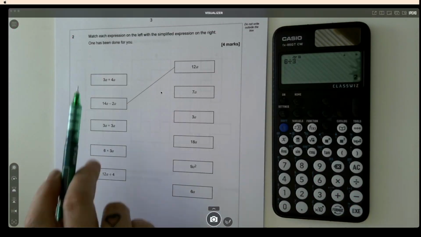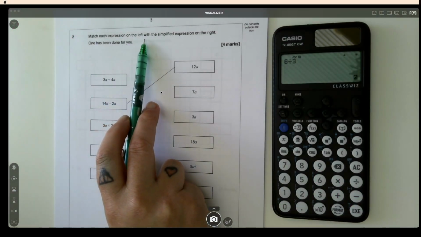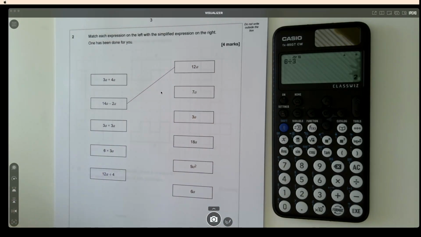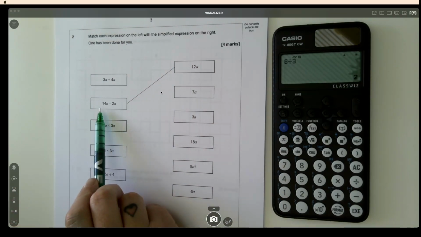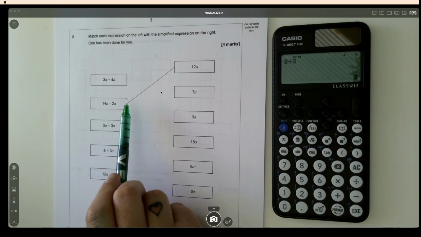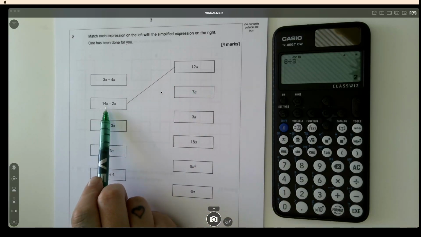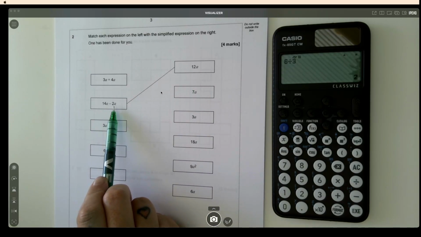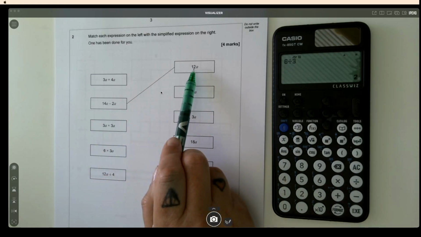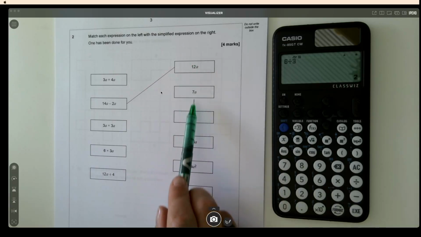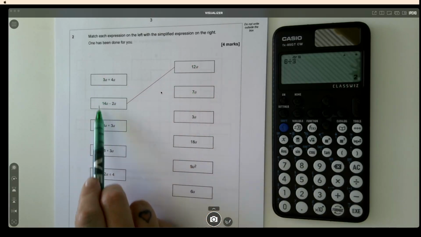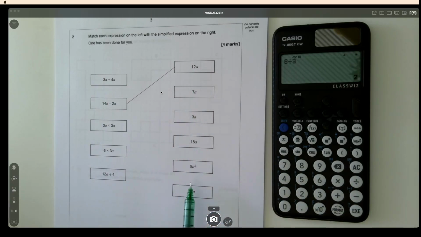Question 2. Match each expression on the left with the simplified expression on the right. One has been done for you. So they've matched 14a subtract 2a with 12a because 14a subtract 2a is equal to 12a once we simplify it, when we collect those like terms. What you'll notice is there's more boxes on this side than here. So we're not going to need to use all of them.